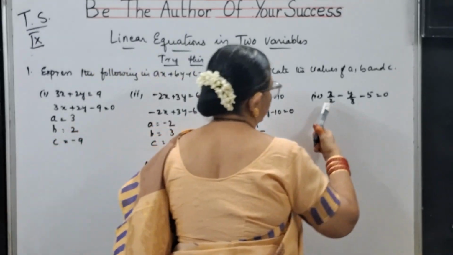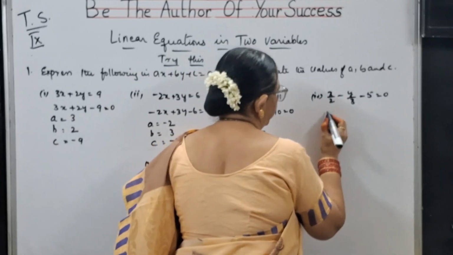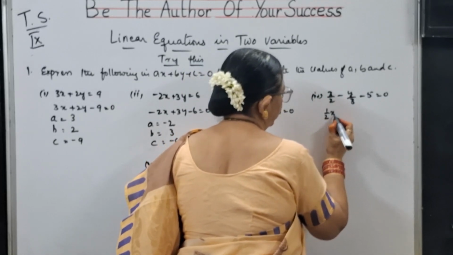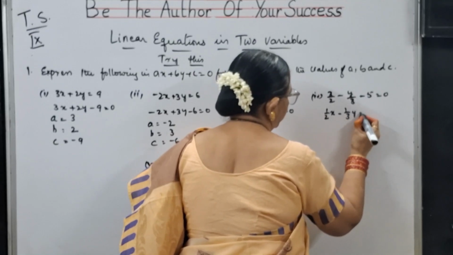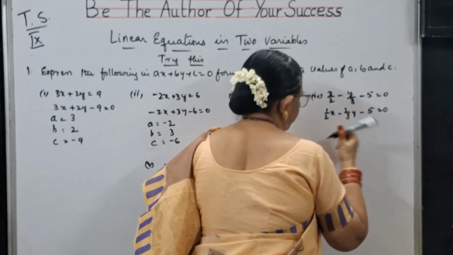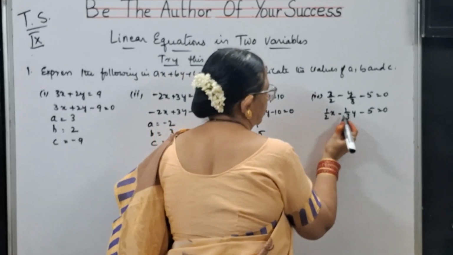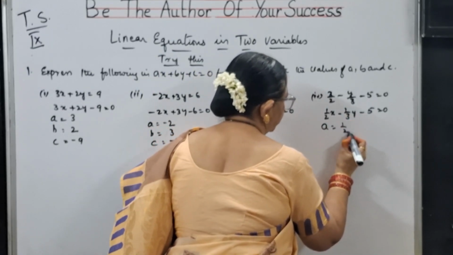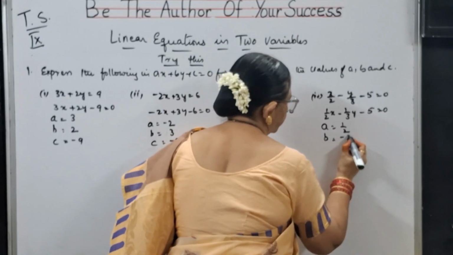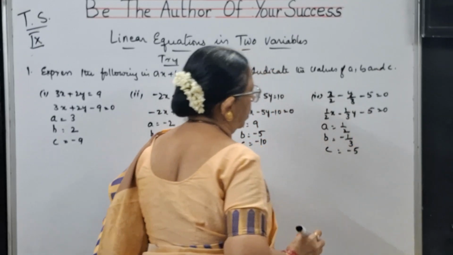And this actually they have given it in ax plus by plus c form. So x by 2 means you can write 1 by 2 x, minus y by 3 means minus 1 by 3 y, minus 5 is equal to 0. If you put it in this way, it will be easy for you, children. ax plus by plus c is equal to 0. So a becomes 1 by 2, b becomes minus 1 by 3, c is minus 5.